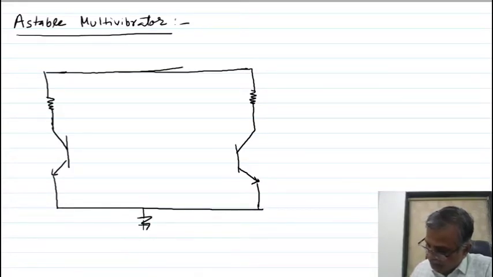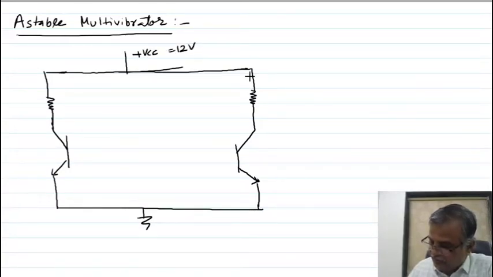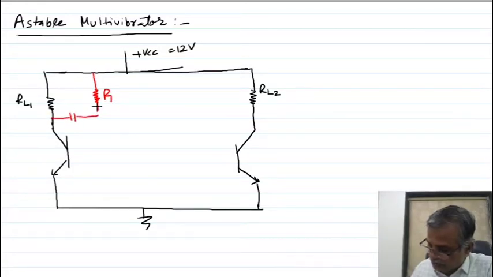This is the ground line. This is the supply voltage, generally 12 volt. This is the load resistor RL2. This is RL1. Here I am showing you this R1, and this is capacitor C1. Here are the resistor R2 and capacitor C2.